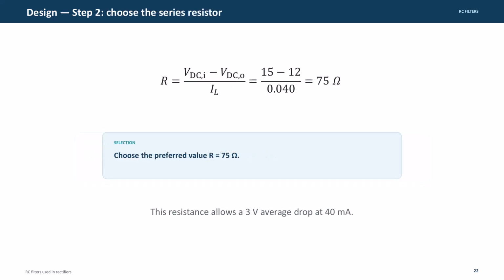The series resistor is selected from the allowed average voltage drop. The input average is 15 volts and the desired output is 12 volts, so the resistor may drop 3 volts at 40 mA. Ohm's law gives 75 ohms, which is already a preferred practical value. This choice fixes the DC operating point. We now need to choose the capacitor so that the same resistor also provides enough ripple attenuation at 100 Hz.